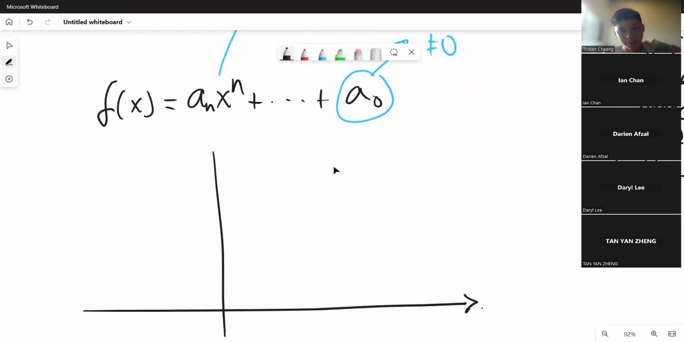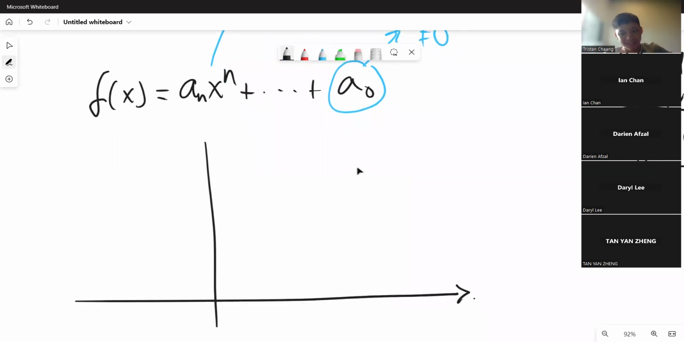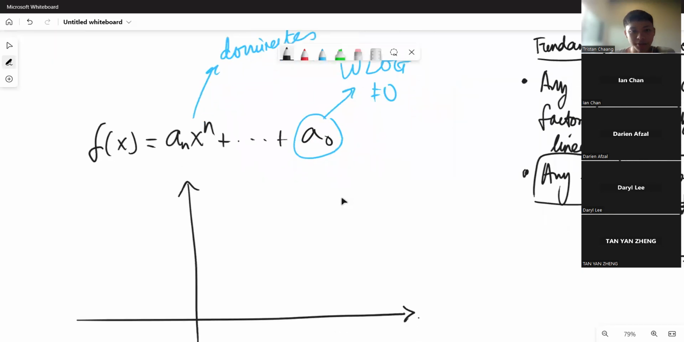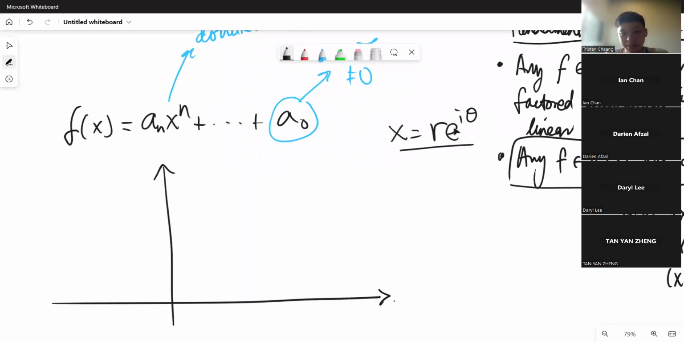Okay, so now we're going to prove it. So here's what we're going to do. I'll let x be r times e to the i theta. Now, let's see what happens when r is very, very large.